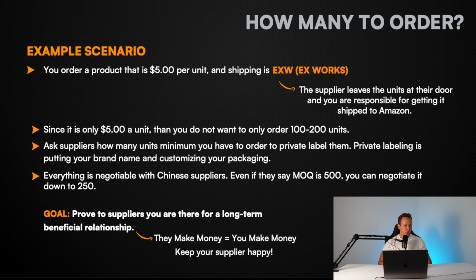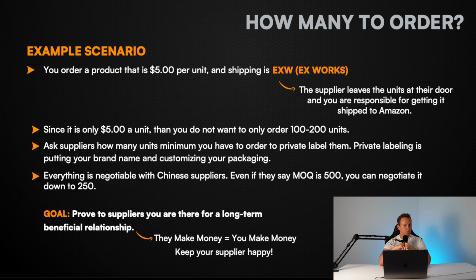Let's say it's $5 per unit. Okay, well, you don't want to order only 100 or 200 units. When you're doing your supplier search, you're going to ask them what the minimum amount of units you can order is to actually be able to private label it. Private labeling a product means putting your brand name on it and getting custom packaging. And that's very important on Amazon, or else you're just going to be selling a no-name brand product and you're not going to be able to really build a brand.